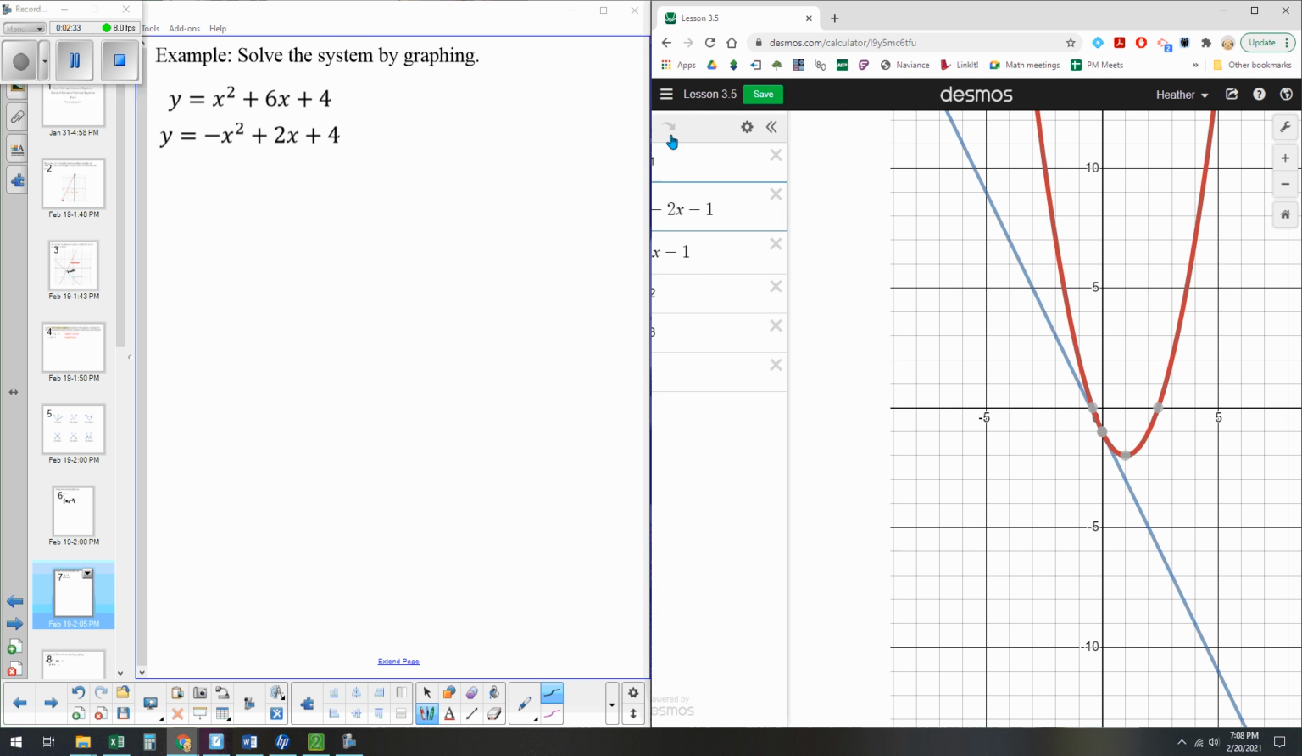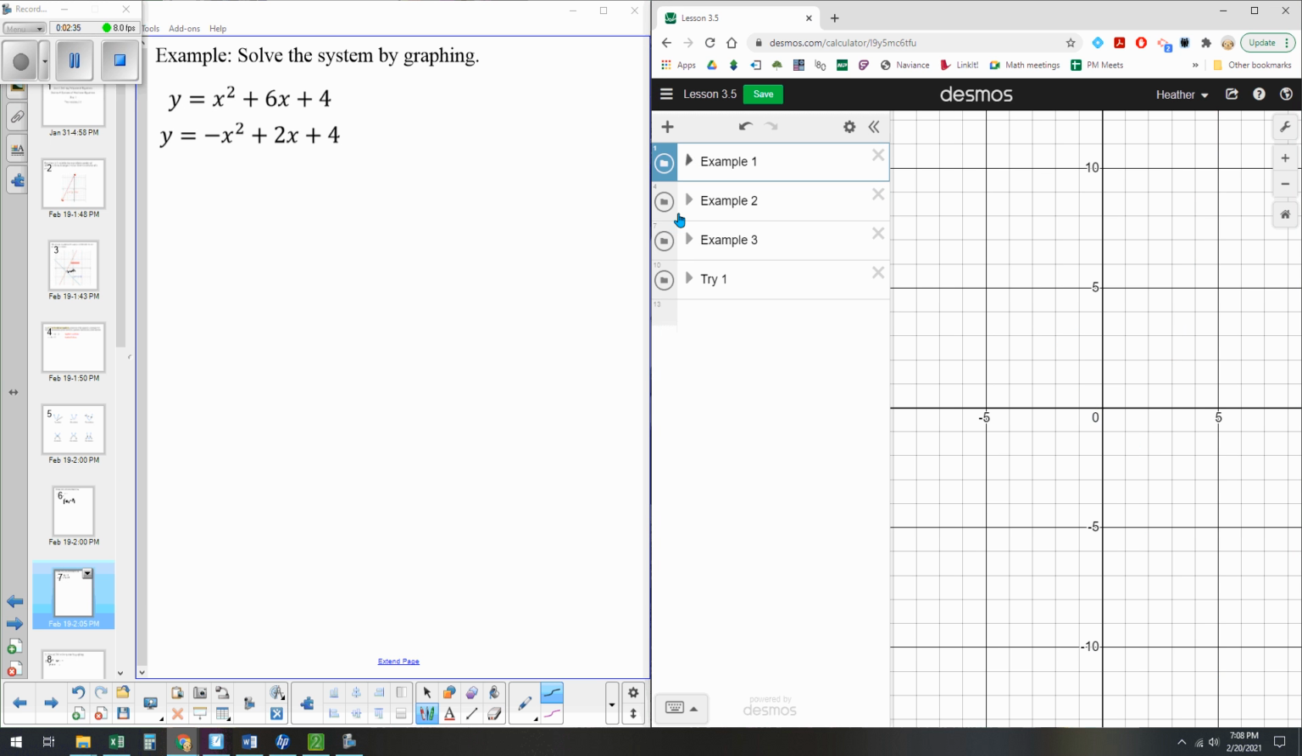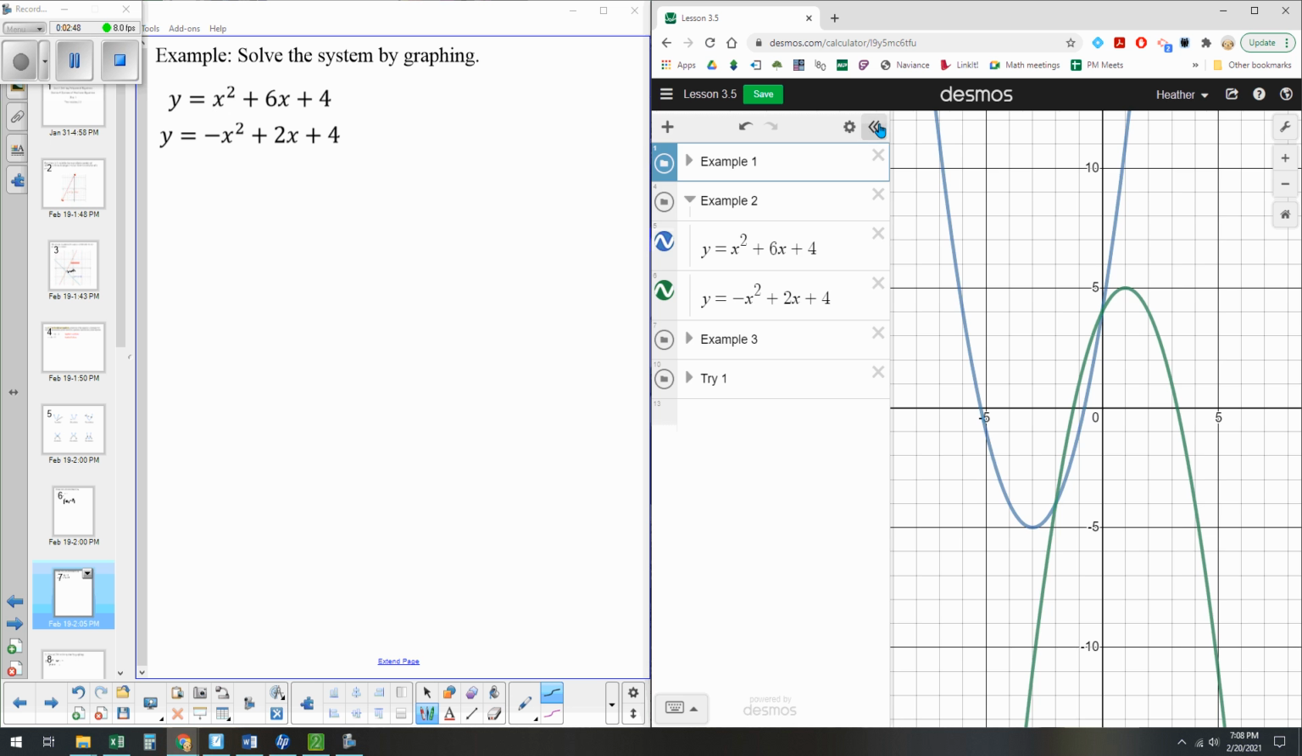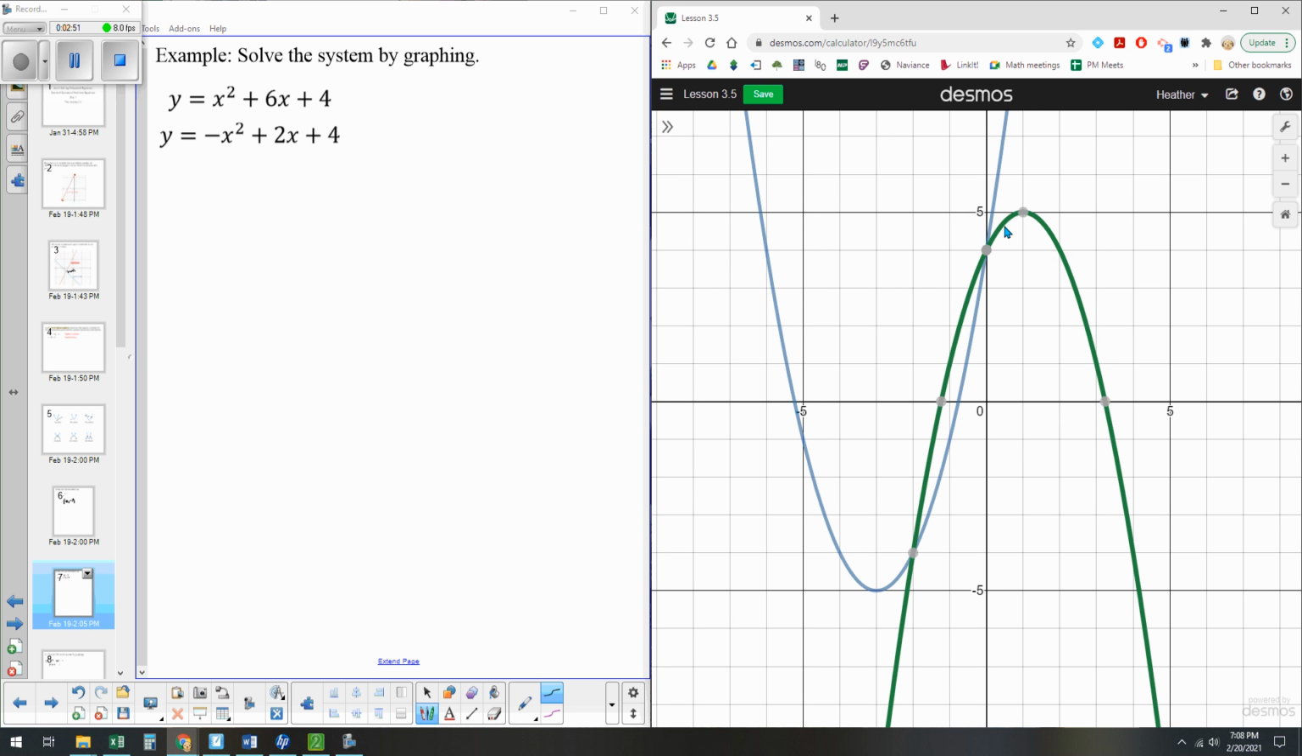So let's look at another one. Let me get rid of both of these. And now we have y equals x squared plus 6x plus 4, and y equals -x squared plus 2x plus 4. So if I go ahead and graph both of these, now I see that they actually intersect twice. Click on one so we could see the points. We have one here and one here. 0, 4, and -2, -4. All right, so this system happened to have two solutions.